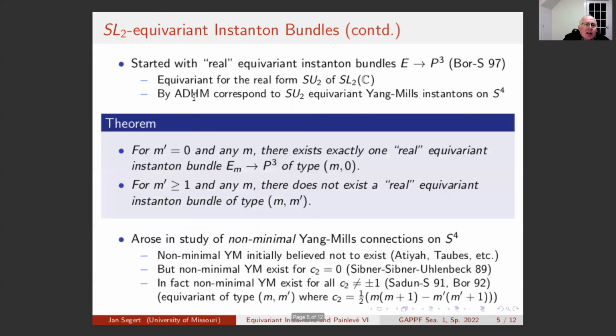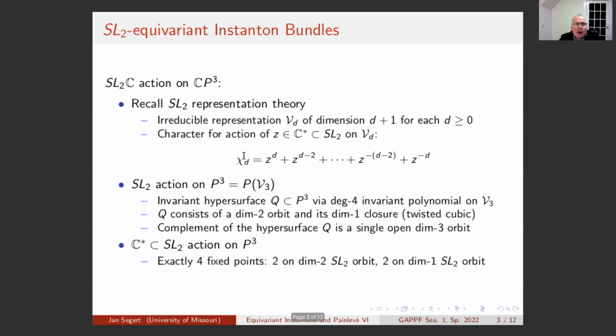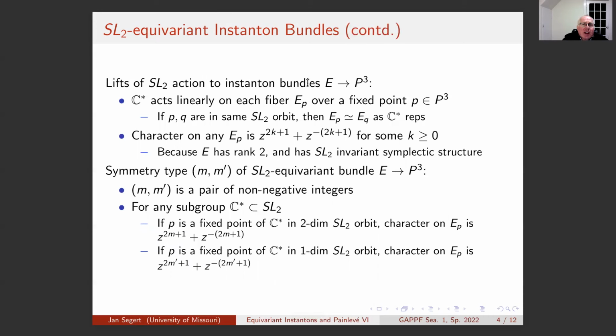If you're looking at instanton bundles which lift that SL2 action to a bundle, what you need to do is find the possible representations of those vector spaces in the monad. And the way you can do that is by looking at how the C star action lifts to each fiber. Since it's a fixed point, it's an automorphism of each fiber. So there's four fixed points, there's four fibers over that, which is actually an automorphism. And if you look at two points that are in the same SL2 orbit, remember there's two pairs of fixed points, two in each orbit, then they're isomorphic as C star representations.